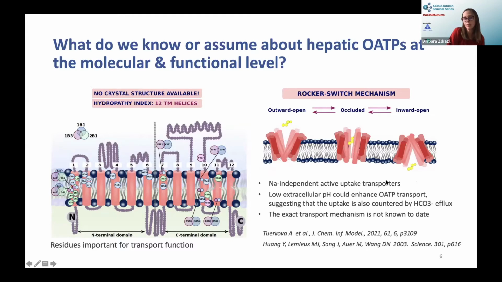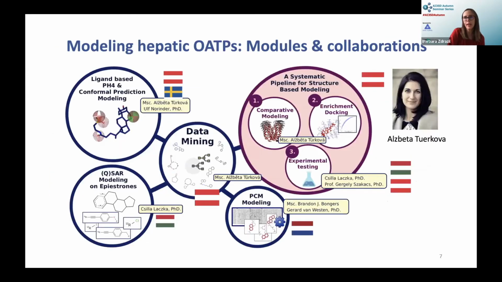There was no crystal structure available, and still there is no crystal structure from the whole OATP family. So we really had to come up with a quite fancy, so to say, pipeline for structure-based modeling. And so here on this slide, you can see the different modules and collaborations that we had during this project. But really the main focus of the project was on this pink bubble that you can see here, so structure-based modeling. And Augmented really developed a very nice systematic pipeline for doing this structure-based modeling.